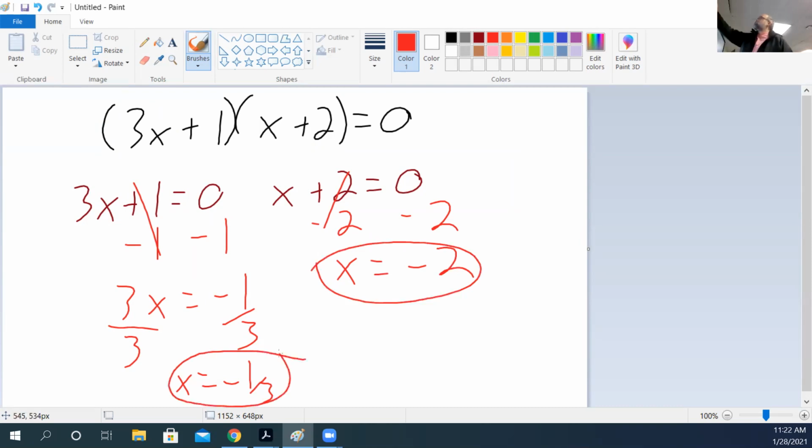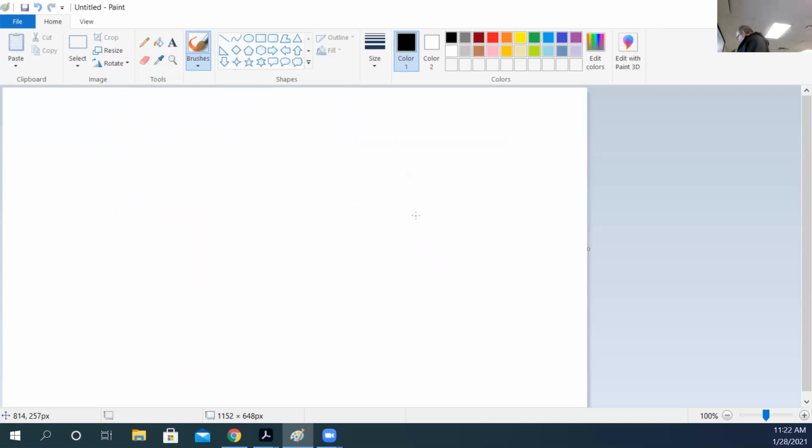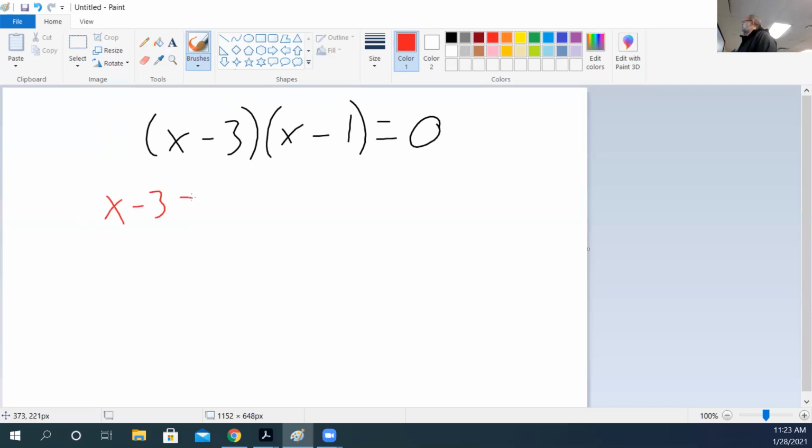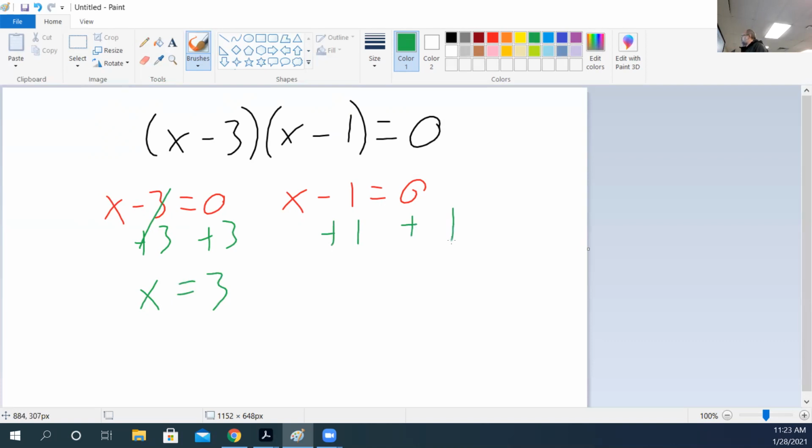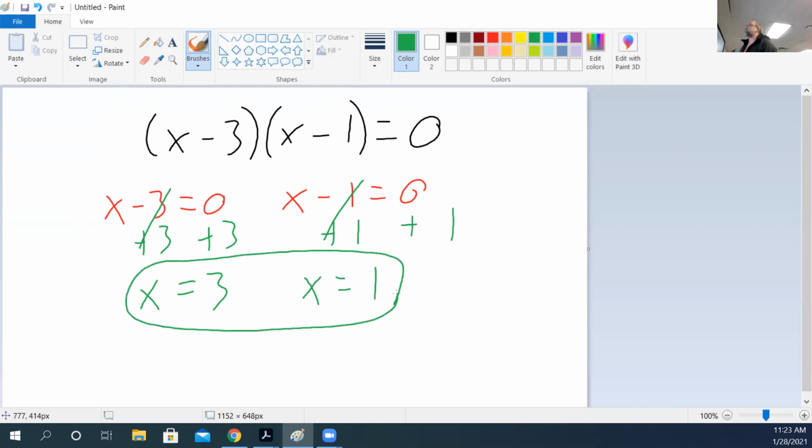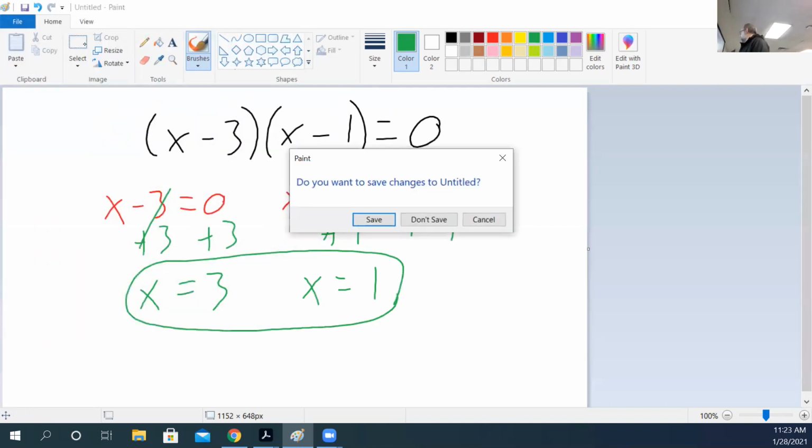All right, let's do another one. So we got x minus 3 times x minus 1 equal to 0. So basically, you take each factor, set it equal to 0. And then we could just do the opposites to move them. So we got to do +3 to both sides. Cancels there. X equals 3. So when you add 1 to both sides, cancels there. So x equals 1. There's a couple examples, a couple answers, rather.